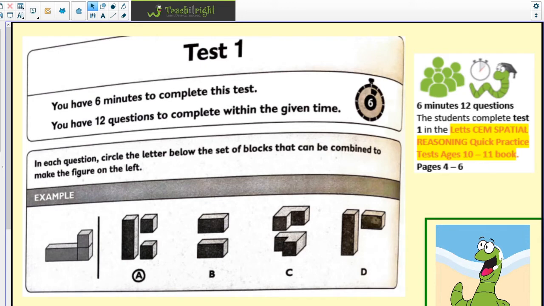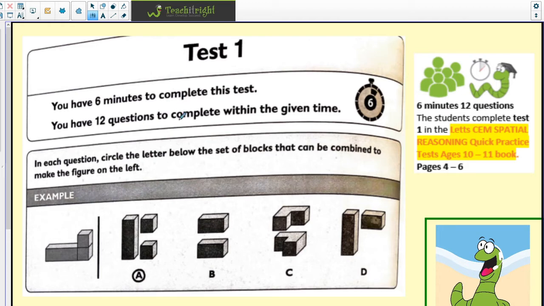Right, let's move on. So we're going to start with test 1 in the Let's CEM Spatial Reasoning Quick Practice book. So take a moment, guys, to get that book out for me and turn to the correct page. We're doing pages 4 and 6, and you'll know you're in the right place because you'll end up with the example looking like this. Don't look any further than the example because we just want to talk through what I expect you guys to do and also how long we're going to have for the test.